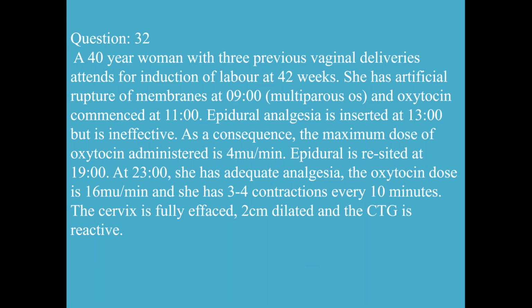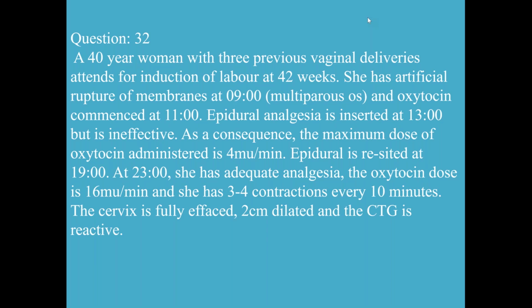Okay, the case is the patient is 40 years old. She has had 3 previous NVD, vaginal deliveries, and is admitted for induction of labor at 42 weeks. She has artificial rupture of membrane at 9 a.m., and oxytocin is then commenced after 2 hours, at 11 o'clock. Epidural analgesia is inserted at 1 p.m., which is ineffective.